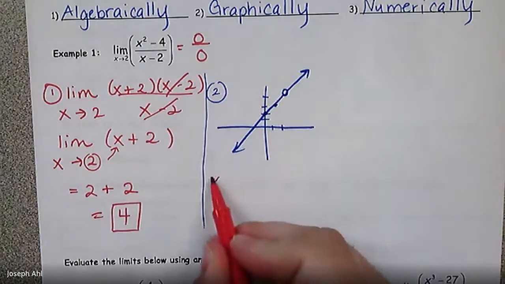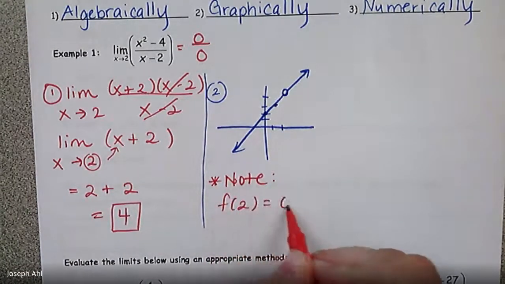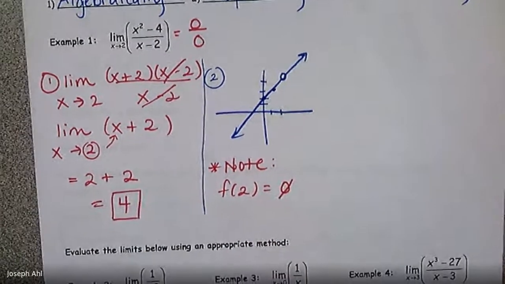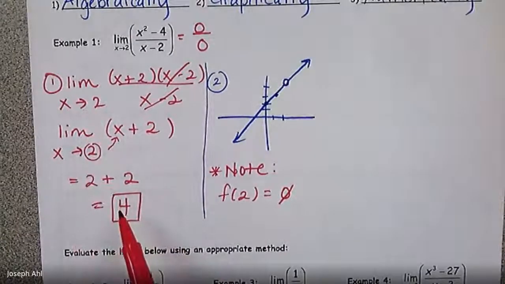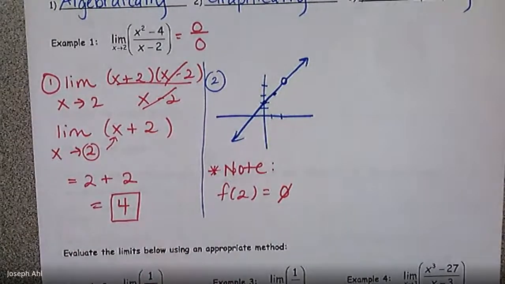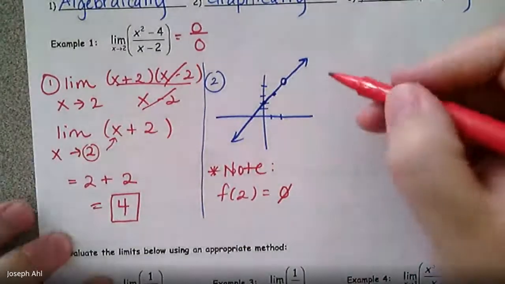So just make a note here that f of 2 actually doesn't even have a value. F of 2 would be the empty set. However, the limit as x approaches 2 does exist. The limit as x approaches 2 is 4, and that will be an important concept in this chapter. All right, moving on to the last technique here.